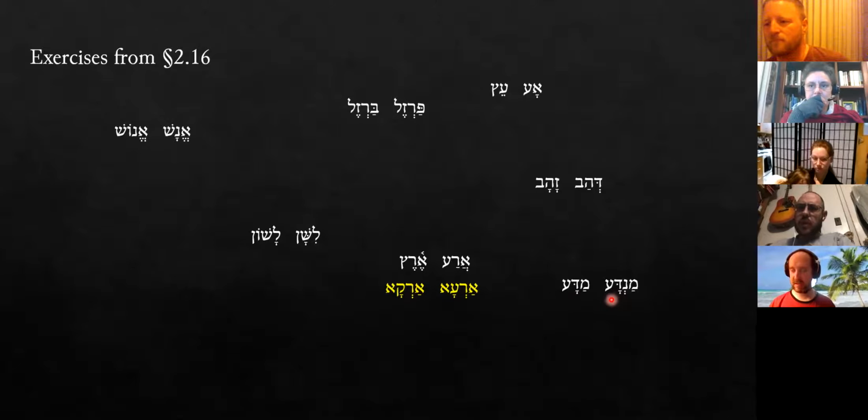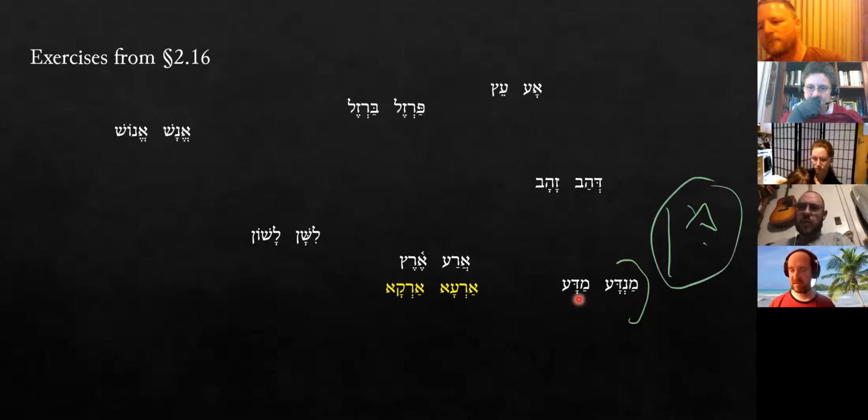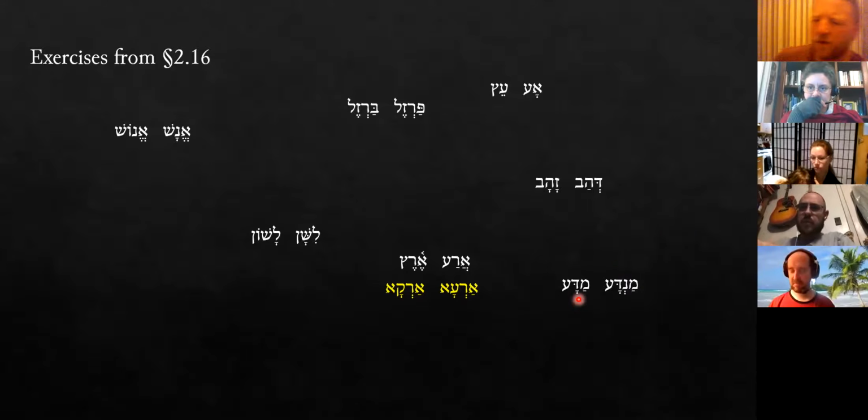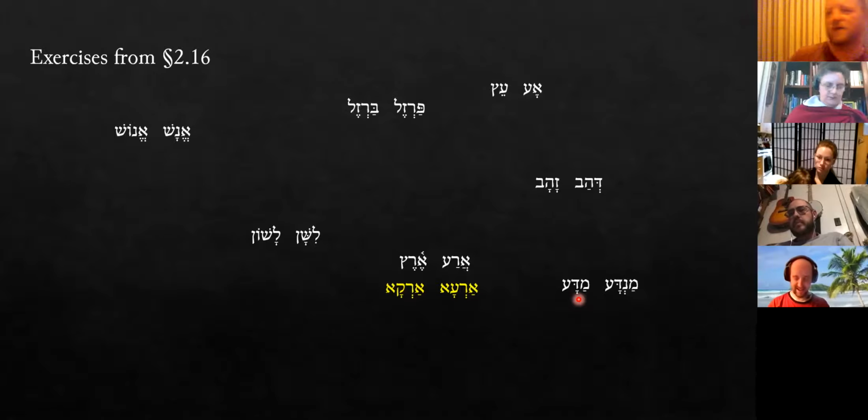Is there anything in this though that is the mem prefix? Is it derived from the min preposition? I was just curious if there was a connection with the nasalization there. No, there are a lot of nouns that are just created with the mem prefix. Place nouns, especially, like zavach is offer sacrifice, and mizbeach is where you offer sacrifice, an altar. Kadosh is holy, and mikdash is a holy place.